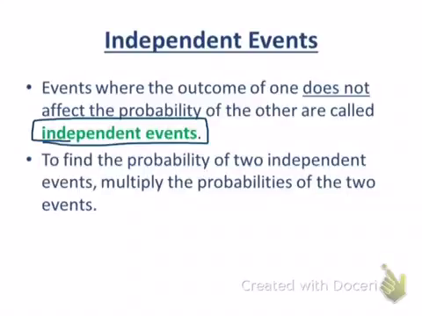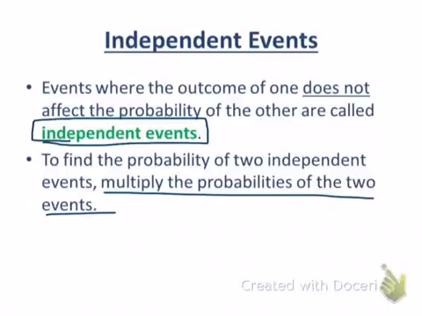Okay? To find the probability of 2 independent events, you multiply the probability of the 2 events. So it's simple. We've done some of this already. Again, this is review from your pre-algebra course. But to find the probability of 2 independent events, you're going to simply multiply the probabilities of the 2 events. Okay? Any question about the definition there of independent?